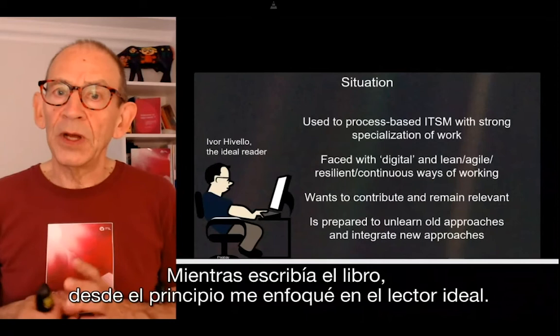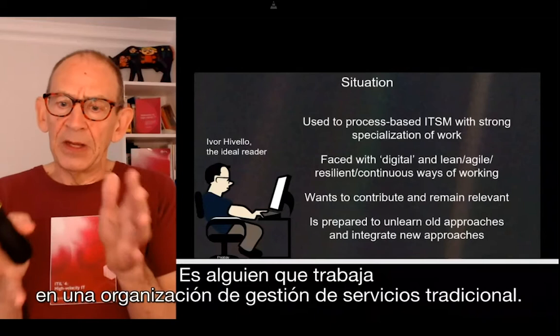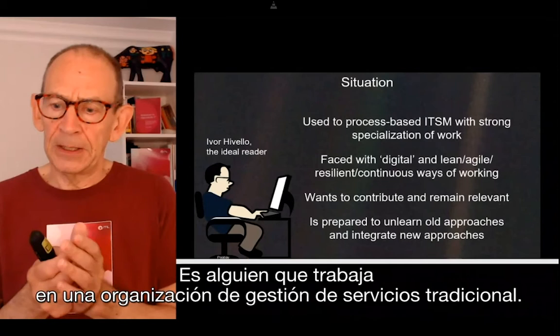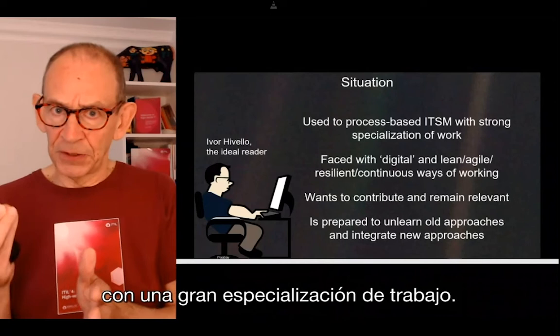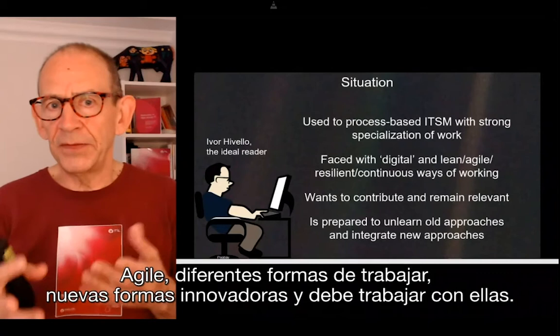While writing the book from the start, I focused on the ideal reader, and I even gave him a name, Ivor Hivello. I was thinking about Ivor. Ivor is somebody who works in a traditional IT service management organization, probably process-based, working in silos, possibly with a strong specialization of work. They're now faced with digital, this strange digital stuff, and with agile, resilient, continuous ways of working, new innovative ways of working, and they have to deal with these.